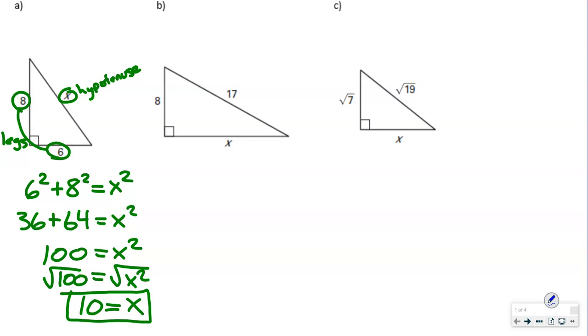For our next one, our missing side is one of our legs. So those are our legs. 17 is our hypotenuse. Also notice the hypotenuse is always the longest side. So we do know 17 is going to be longer than x, our missing value. So if we get anything bigger than 17, we know we've done something wrong. 17 is our hypotenuse.